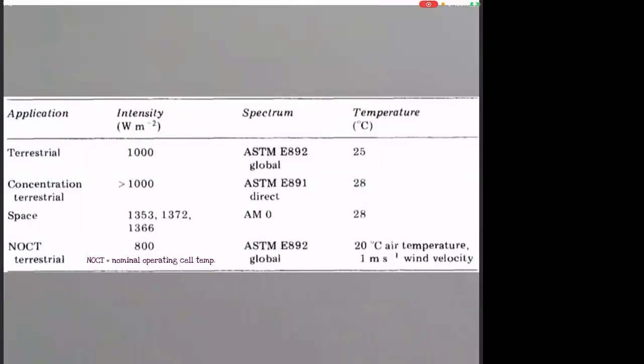Now, the spectrum is very important when we measure this, because this is a commercial product, and people need to provide standard measurements. These standard measurements are based on some standard spectra. Again, we talked about this before. In the case of terrestrial applications, there's a specific intensity, approximately 1,000 watts per meter squared, and a specific spectrum defined by a standards community, also measured at 25 degrees Celsius. And there are different situations. If you have a concentrator, then of course the intensity is higher than if you have space, and so on and so forth.